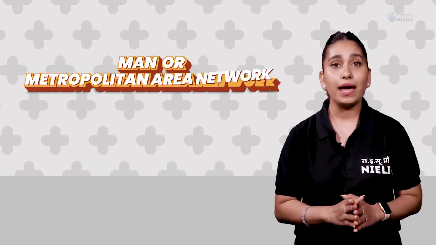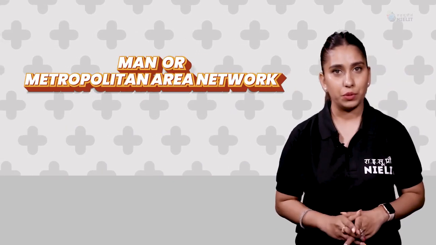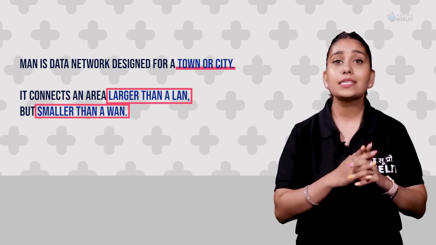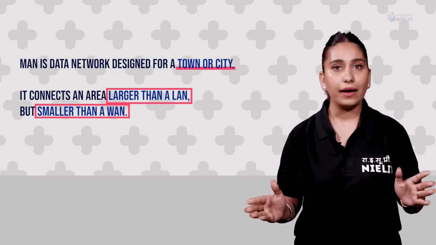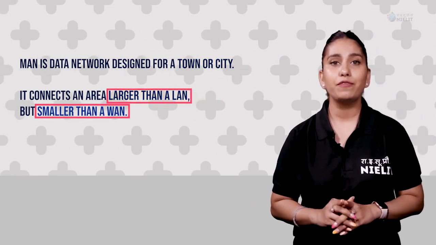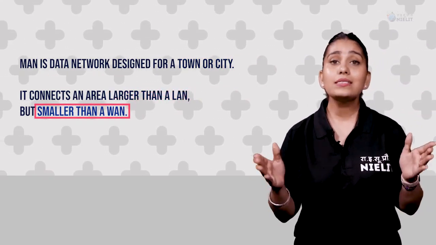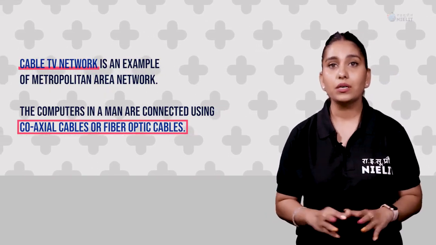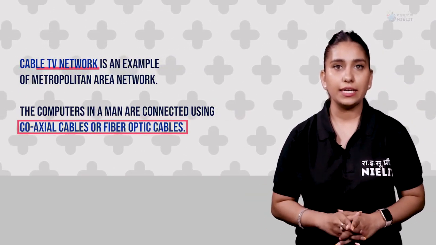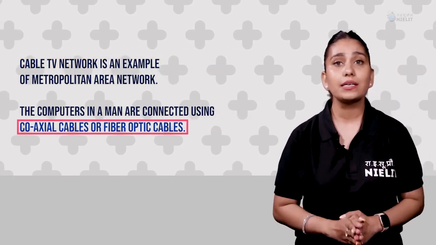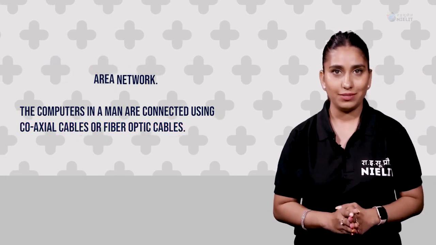Next up we have MAN, which is the Metropolitan Area Network. MAN is data network designed for a town or city. It connects an area larger than the LAN but smaller than a WAN, such as a city, with dedicated or high performance hardware. Its main purpose is to share hardware and software resources by the various users. Now cable TV network is an example of Metropolitan Area Network. The computers in a MAN are connected using coaxial cables or fiber optic cables.